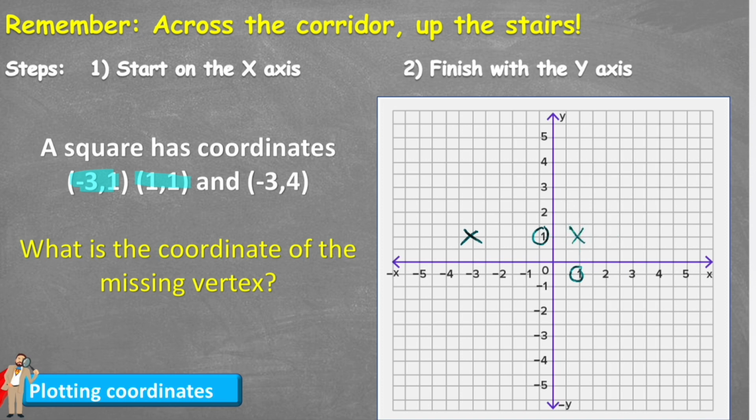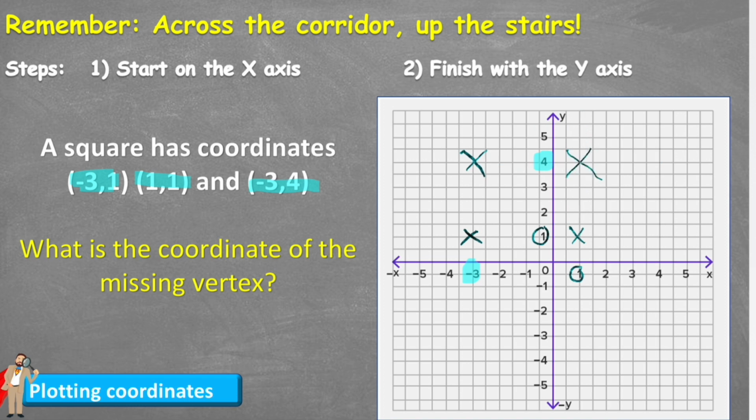And my last one is negative 3, 4. Negative 3 on the x-axis would be just here, and 4 would be up here. So join those together by putting a line through them both. And we can see my cross would be just here. Okay, so they're the 3 coordinates that we have, but we want to make a square. So I can see that my missing coordinate is going to be over here somewhere. But where exactly? Well, I can draw a line from this coordinate and from this coordinate, and I can see that my missing vertex must be just here.